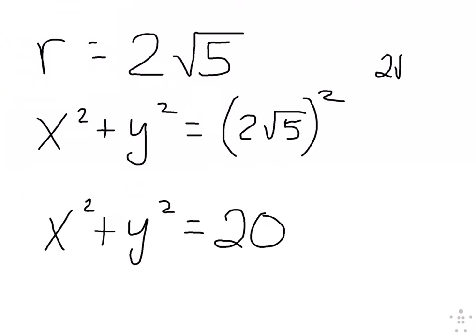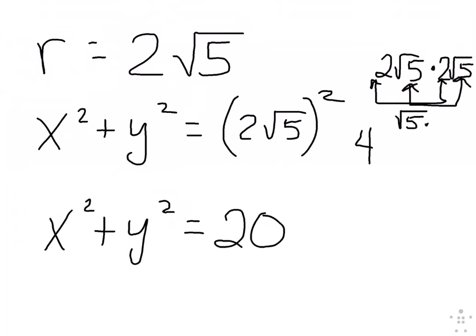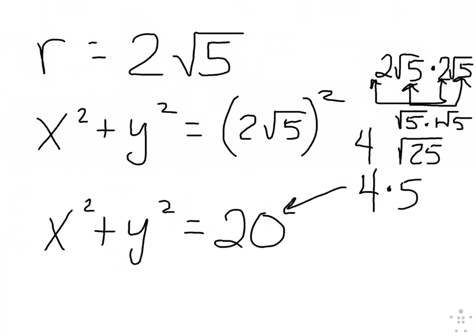So again, here's what happened. When you take 2 root 5 times 2 root 5, these two pieces multiply together first. So what's 2 times 2 again? 4. And then these two multiply together. It's root 5 times root 5, which is the square root of 25. But what's the square root of 25? 5. And it ends up being 4 times 5, and that's how I got to 20.